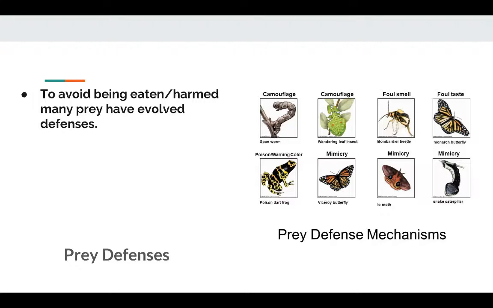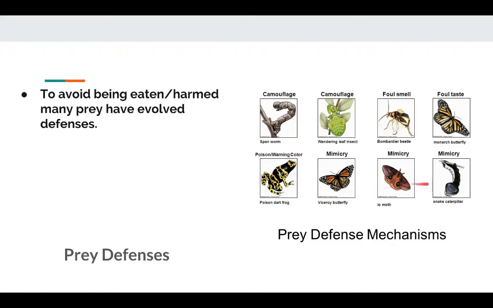Through evolution, though, organisms have developed defenses, and it's not always easy for the predator. The predator is not always going to win in this case, and many different prey defenses have evolved over time. We have our camouflage, where you blend in with the environment. Foul smell and a foul taste. Predators don't want to eat things that taste or smell bad, or even just poison if it's going to hurt that organism. And the other cool thing, I think, is the mimicry.